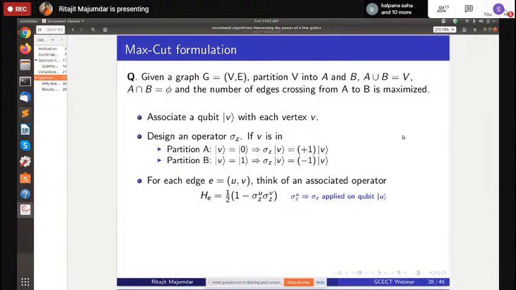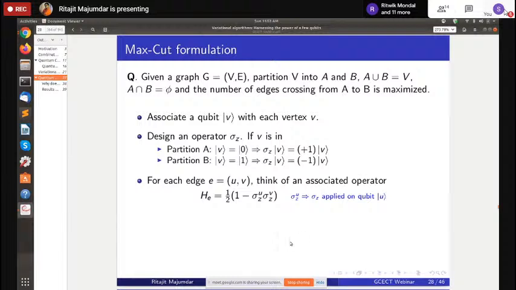So we'll take it to its Ising formulation. We say that with each vertex v, there is an associated qubit. Now this qubit can be either 0 or 1, just as discussed before. Now let's think of an operator sigma z. The property of this operator is, if the qubit is 0, then it gives an eigenvalue of +1. If the qubit is 1, it gives an eigenvalue of -1. It does not change the state. Whatever the state, it remains as it is. But if the state is 0, then the eigenvalue is +1. If it is 1, then the eigenvalue is -1.